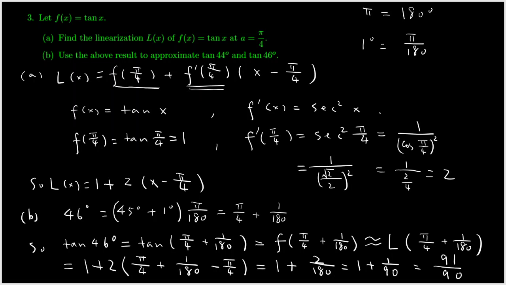Now you can change your calculator to degree mode. Probably you want to compute two numbers. You compute tan of 46 degrees, and the other number you might want to compute is 91 over 90. I believe these two values are very close.